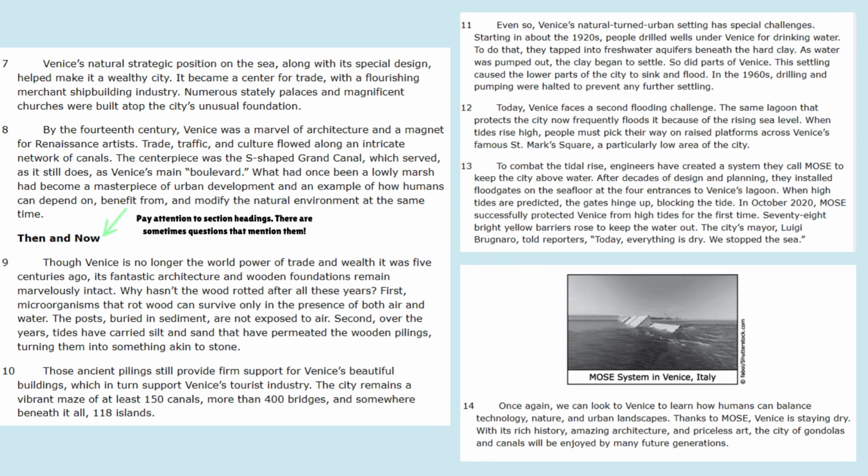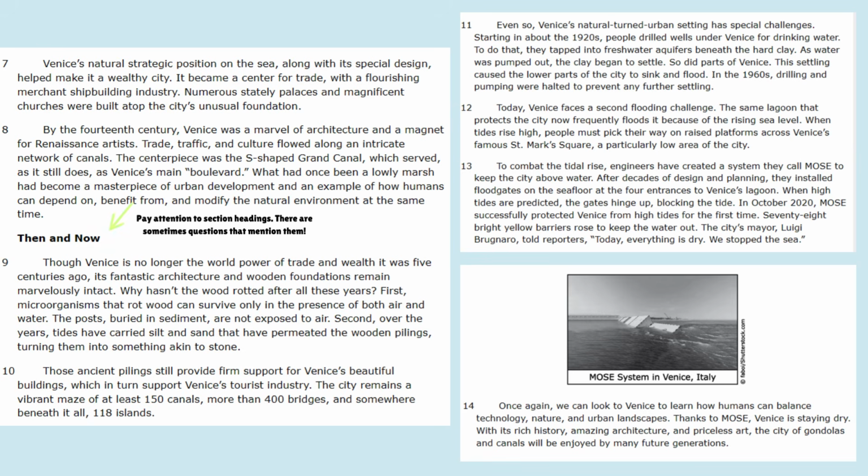Starting in about the 1920s, people drilled wells under Venice for drinking water. To do that, they tapped into freshwater aquifers beneath the hard clay. As water was pumped out, the clay began to settle. So did parts of Venice. This settling caused the lower parts of the city to sink and flood. In the 1960s, drilling and pumping were halted to prevent any further settling.